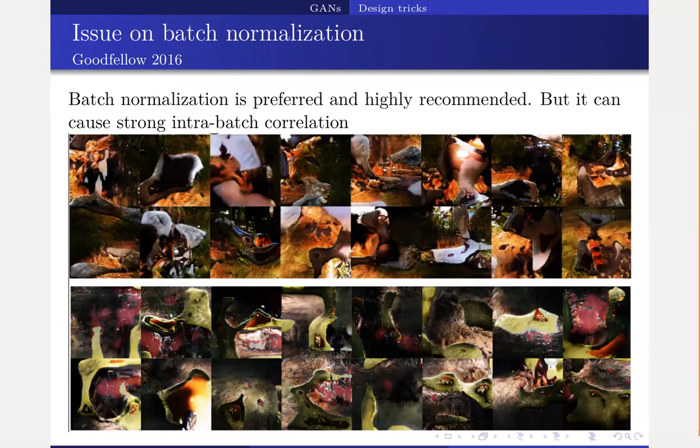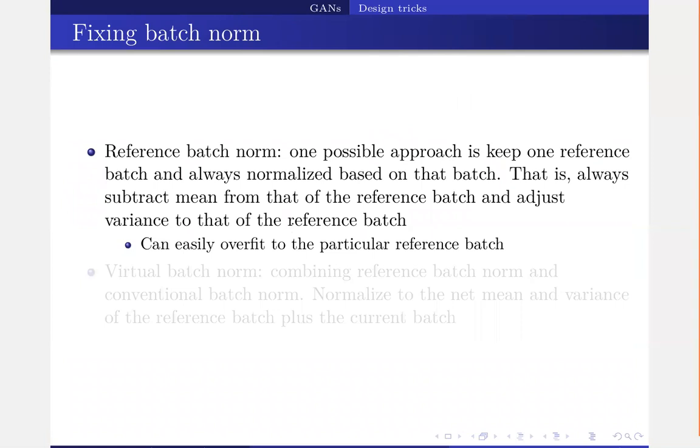So another refinement is that, of course, we will still use batch norm and so on and so forth to train your GANs. But when you use batch norm, you may have some kind of artifact that has very strong intra-batch correlation. You see this belongs to the same batch here, and this is another batch here generating. You can kind of feel that these are two different categories, right? Even though all these are kind of weird images, it looks like this is one batch and this is another batch. So what we can do to fix this is use a reference batch. Batch norm is just taking a reference batch, say a much bigger batch.